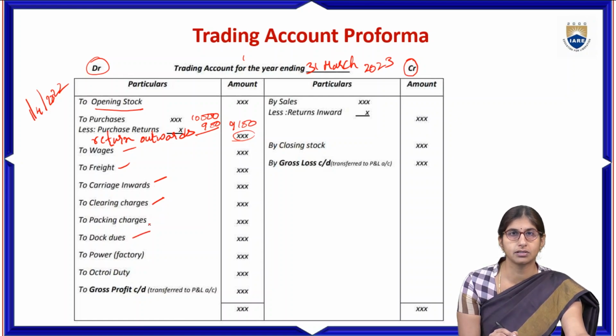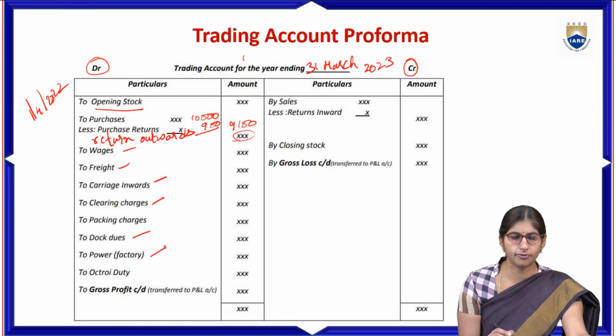Next one is dock dues. Dock dues or dock charges are incurred when we are transporting goods in a ship. Dock workers are going to load and unload the material which we have sent, so for that we have to pay dock charges to them. That is another expenditure, and it is also recorded on the debit side of the trading account.